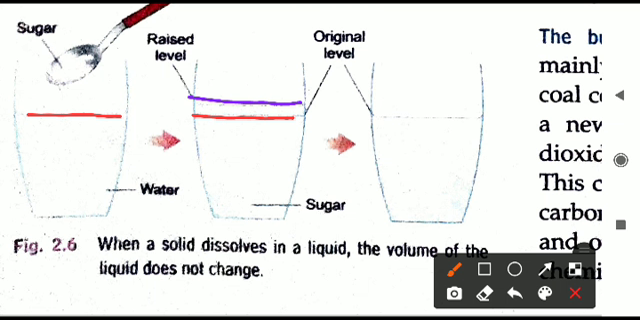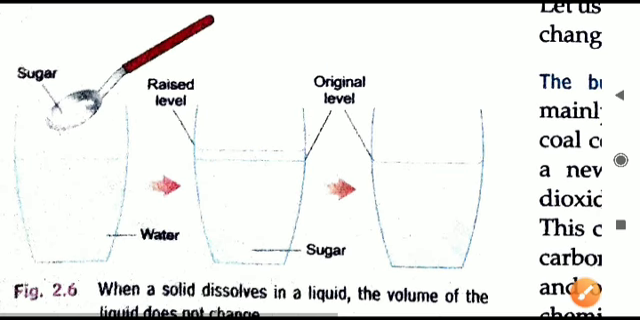You can draw a line at the original level, and then you will observe that the water level will rise. But after the sugar has dissolved, what will happen? The water level will come back downwards. On mixing the sugar, only the water level falls down.